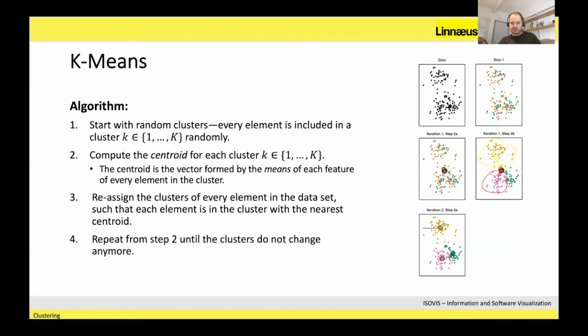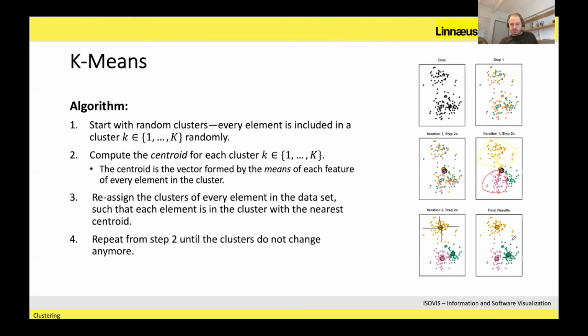So now you see the centroid of this one over here is this one, because if you take all the x values and all the y values, this is the center of the cluster. And again, the same for the pink, the same for the green one. So now we see that it makes much more sense. And then we go again, and we reassign the clusters of every element in the data set such that the element is in the cluster with the nearest centroid. And you may think, well, why would you do that? Because the centroids already make sense. Well, mostly, but not exactly.